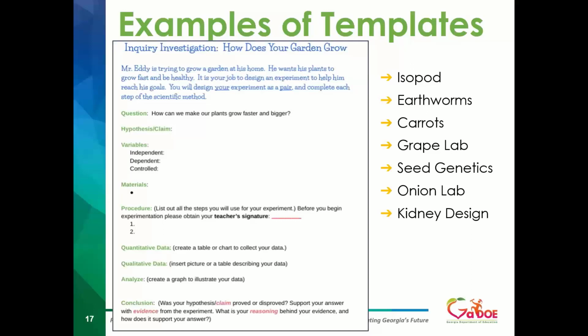This one is super easy too. I'll read it out loud. It says, Mr. Eddie's trying to grow a garden at his home.